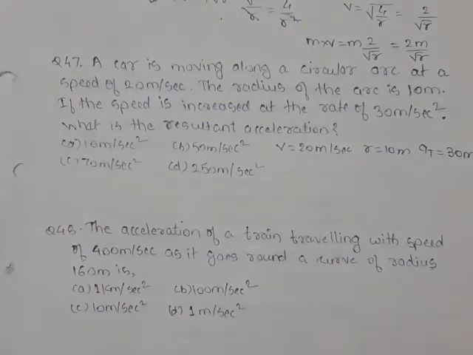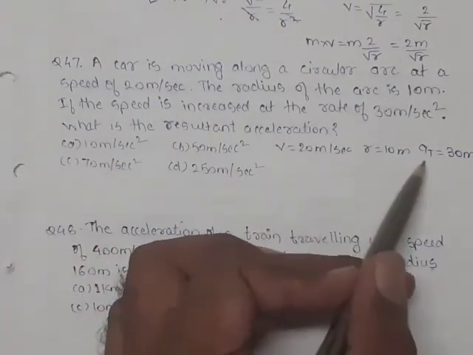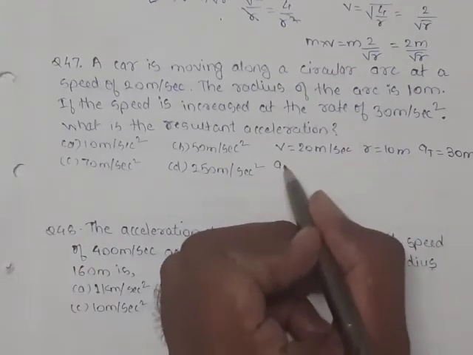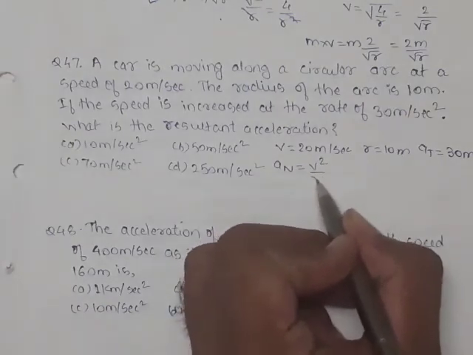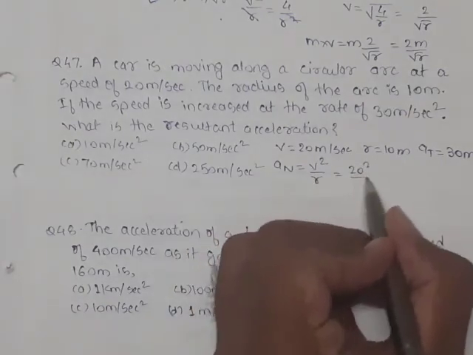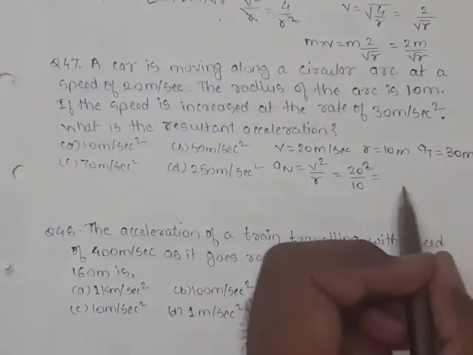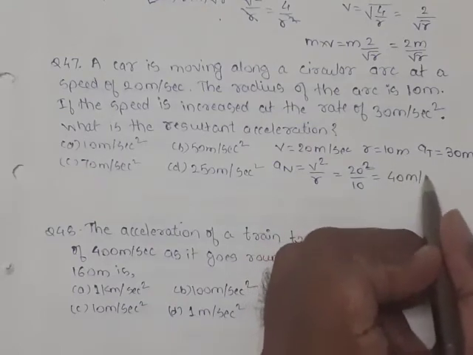So why is this 30 meter per second square taken as AT? Because here we are writing it is a speed and it is acting at a constant rate. So we are taking it as AT. Now we have to find the total acceleration. First we have to find the normal component of acceleration. This is AN, which is equal to v square upon r, that is 20 square upon 10. Simplifying this, the value of an comes to be 40 meter per second square.